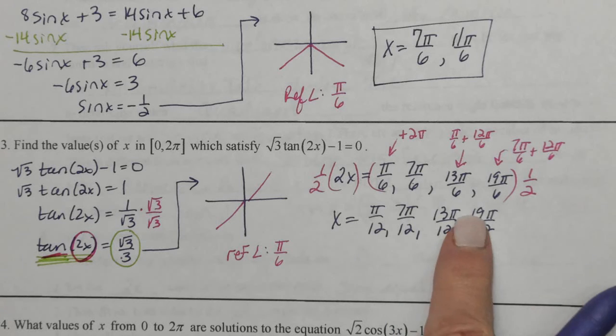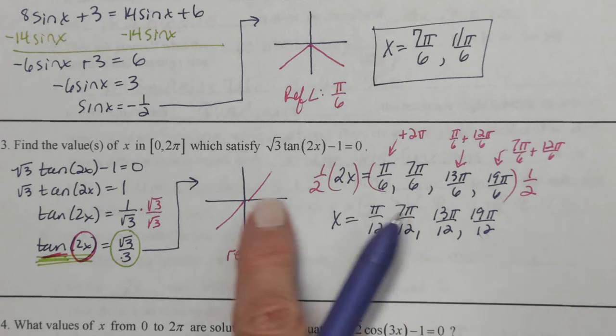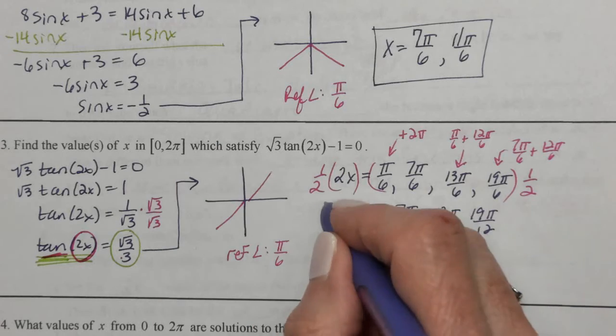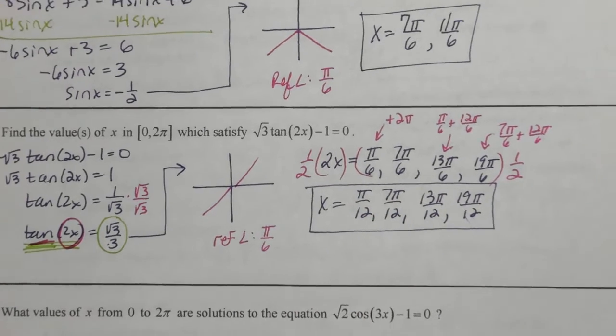And if you notice, we're still less than 24 pi over 12. So we are still less than 2 pi. These are all of our x values. Let's do another one like that.